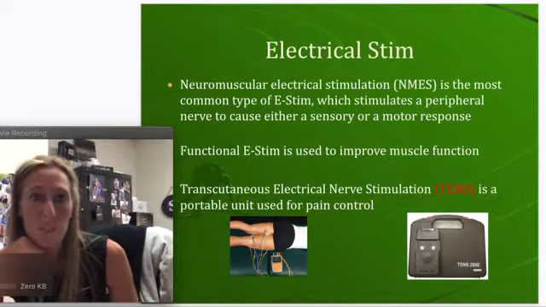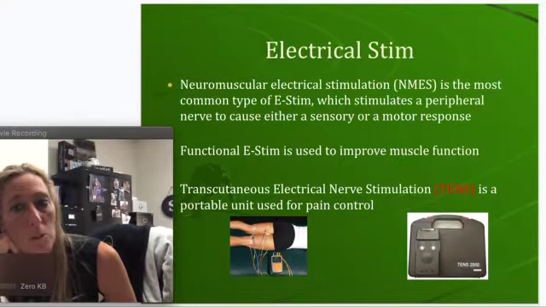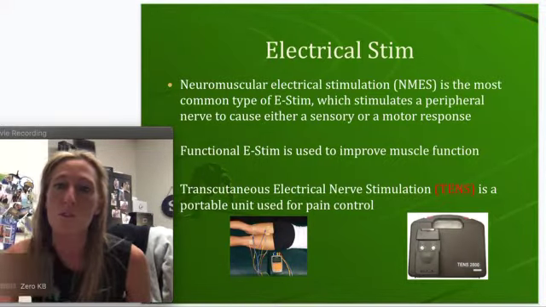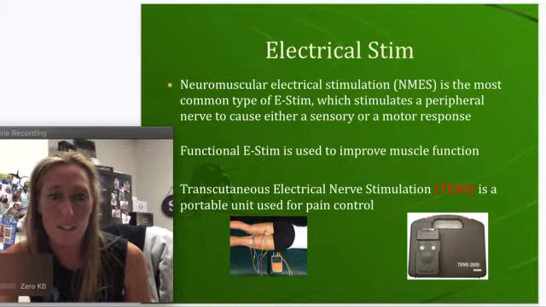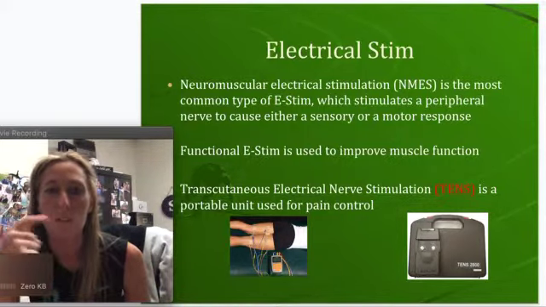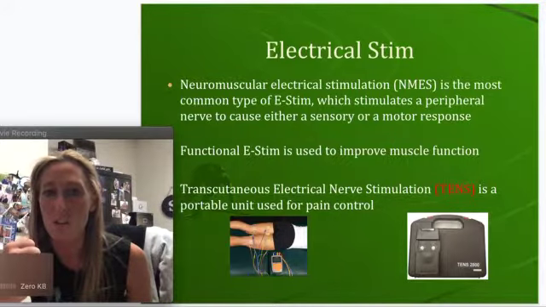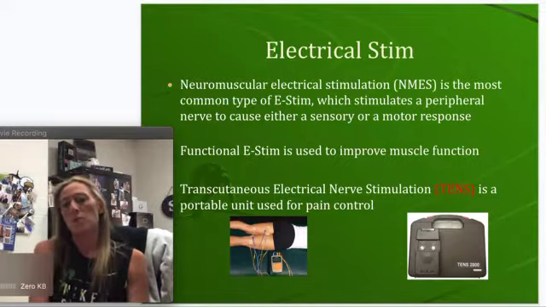NMES is the most common type of E-stim, which stimulates a peripheral nerve to cause either a sensory or motor response. Functional E-stim is used to improve muscle function. This would be where the athlete is doing an exercise at the same time, some type of isometric contraction, while the E-stim machine is firing the muscle.